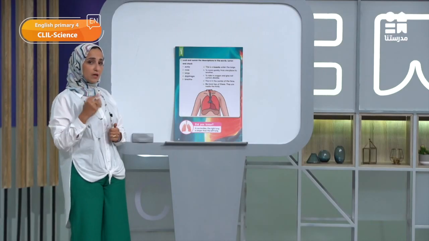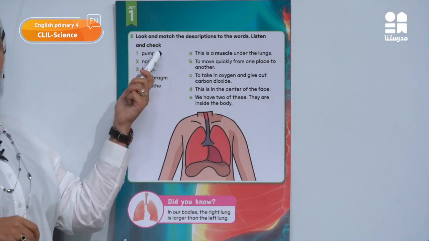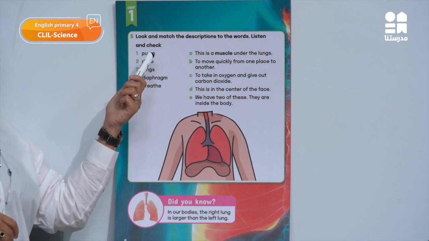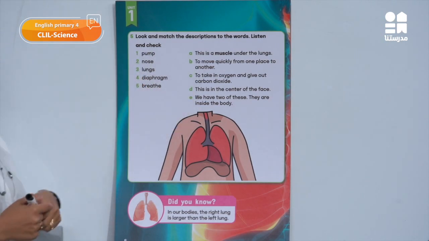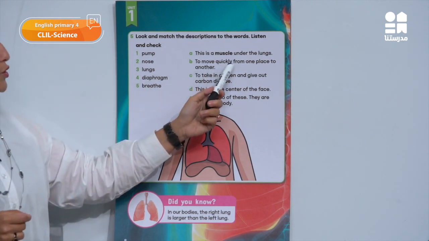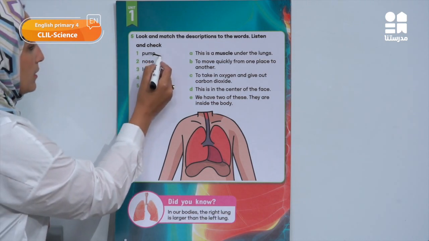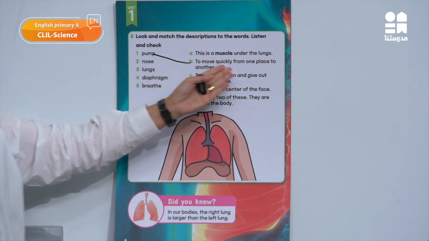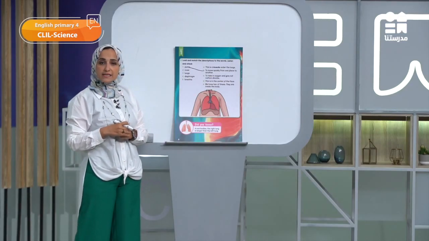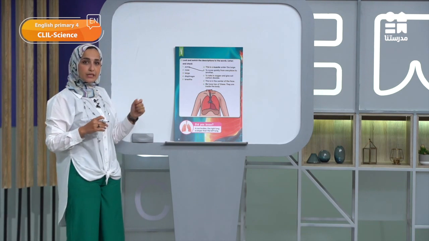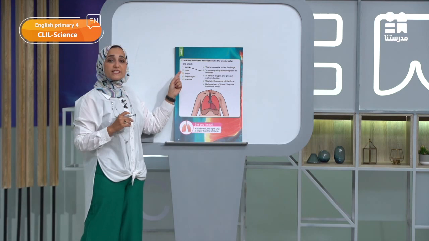Okay, now I'm going to answer it with you. Pump. Number 1. Yes, draw a line from pump to letter B. So pump is to move quickly from one place to another. Pump means to move quickly from one place to another. What about number 2? Yes, exactly. Number 2, this is going to be with D.